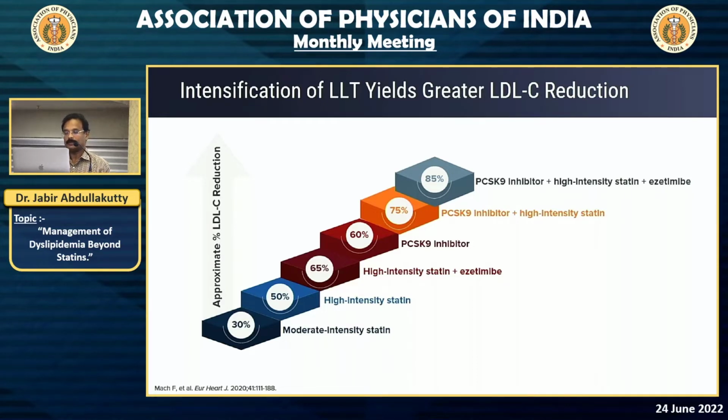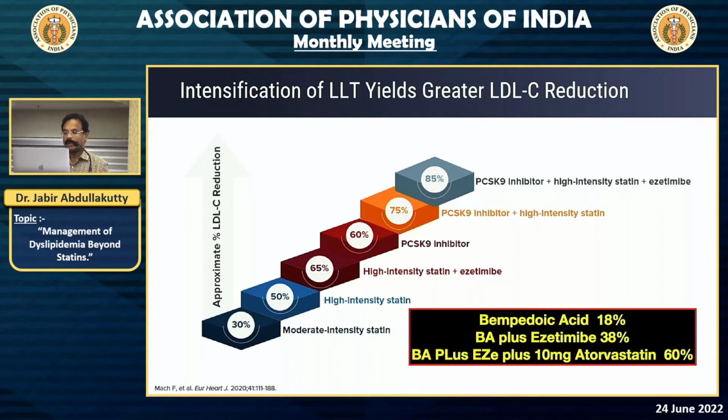If we give the three things together, PCSK9 inhibitor, high intensity statin plus ezetimibe, it produces 85% reduction in the LDL cholesterol. And the new molecule bempedoic acid, by and large alone, produces 18% reduction in the LDL cholesterol. So its capacity to produce an LDL cholesterol reduction is not as great as a high intensity statin, maybe perhaps one third of that of a high intensity statin. Plus ezetimibe, it can produce a 38% reduction.